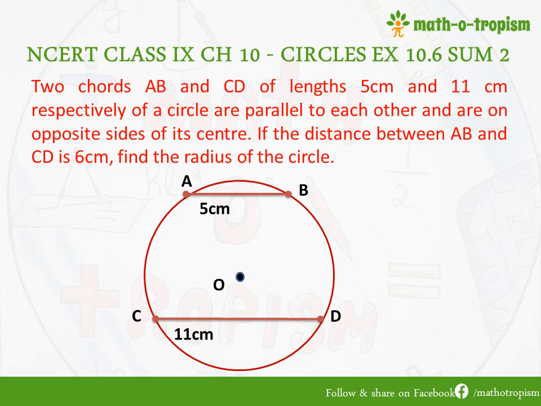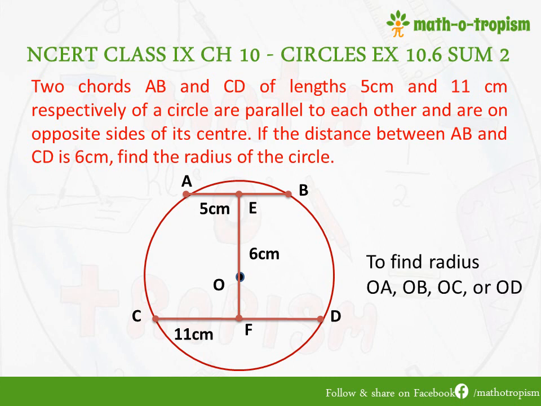So we know distance means the length between two lines. So between AB and CD, if we draw a perpendicular EF, it will be of length 6 cm. Since perpendiculars and circles pass through centers, we will assume that EF passes through the center of the circle O. We need to find the radius of the circle. Radius means any point on the circumference joined to the center. So OB, OA, OC or OD, if we find any of these, that will be the radius of the circle.